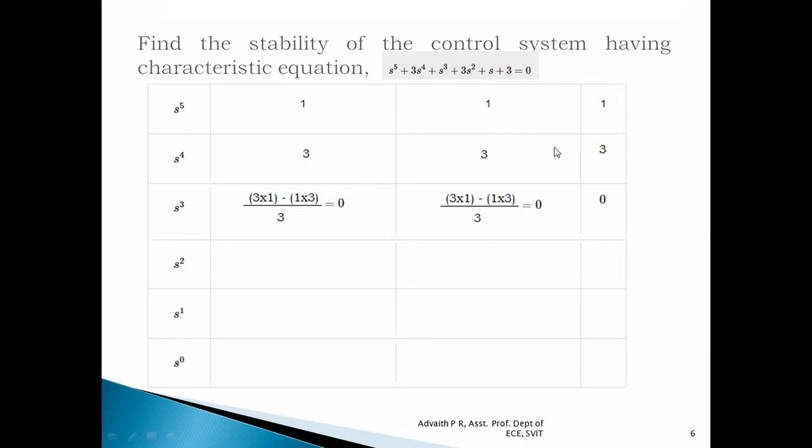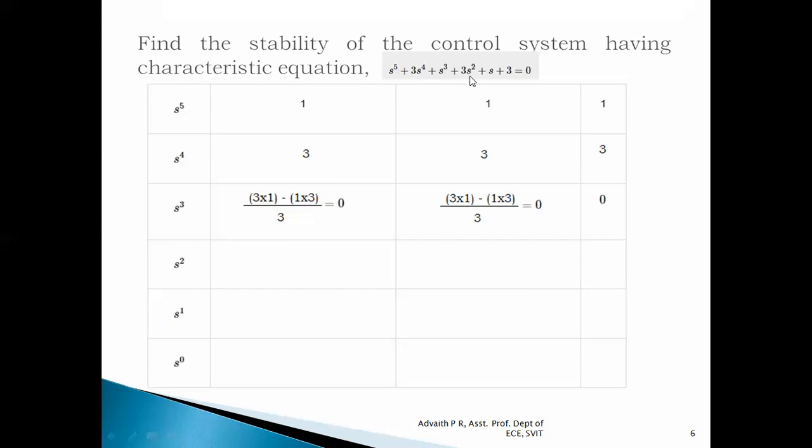The elements of the first two rows of the Routh array will be directly extracted from the characteristic equation. The coefficient of s to the power of 5 is 1. It will be taken as the first element in the first row. The coefficient of s to the power of 4 is 3. It will be taken as the first element in the second row. The coefficient of s to the power of 3 is 1. It will be taken as the second element in the first row.